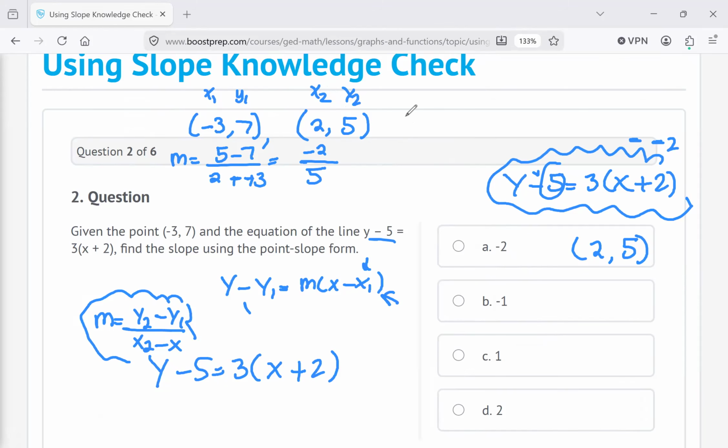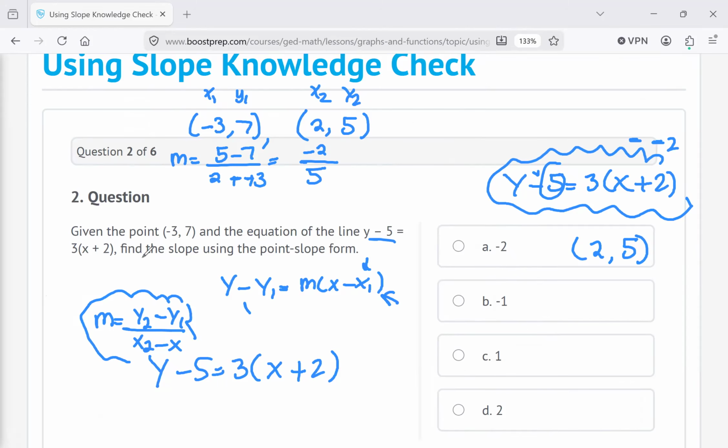Why isn't it giving our answer? I have 5 minus 2 is negative 7, and then 2 minus a minus 3, that's 5. I don't see our answer. Let me think. This one's tricky.